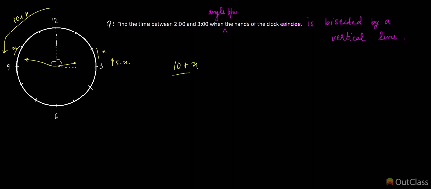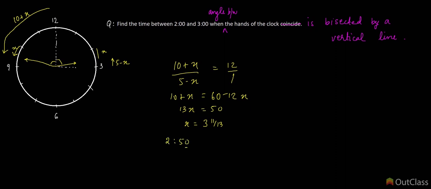And 10 plus x and 5 minus x are in the ratio 12:1, which gives you 10 plus x is equal to 60 minus 12x, which is going to give you 13x is equal to 50, and x is equal to 3 and 11 by 13. So that is the time you have to move back from 250, because this is what you need. Subtracting 3 and 11 by 13 from 250 will give you 246 2 by 13. This is your answer. The time would be 46 and 2 by 13 minutes after 2 o'clock.